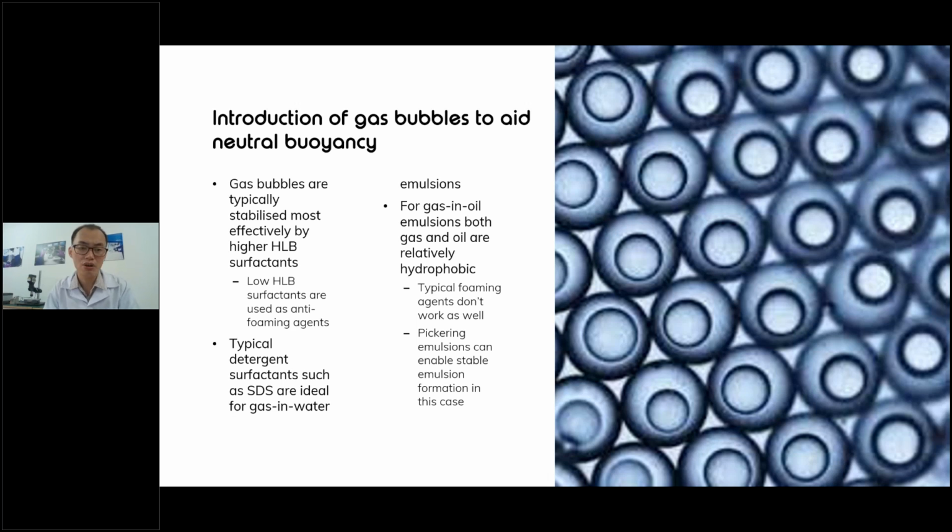For the gas in oil emulsion, because both gas and oil are relatively hydrophobic, a typical foaming agent will not work as well. In this case, we should choose a Pickering emulsion to stabilize the formation of the gas in oil emulsion.